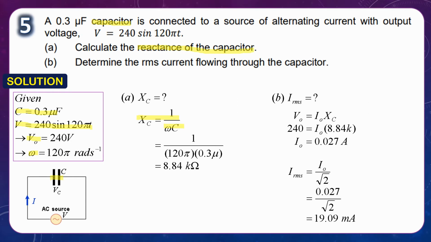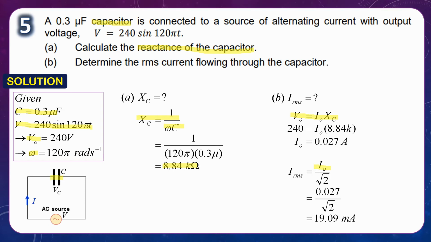So we get the capacitive reactance, which is equal to 8.84 kilo ohms. To determine the RMS current flowing through the capacitor, we need to calculate the I RMS, the current that flows inside the circuit. To calculate the RMS, we need the value of I naught. The I naught we can get from V naught, which is equal to I naught Xc. Xc has been calculated earlier, so we just use the value, which is 8.84 kilo ohms.